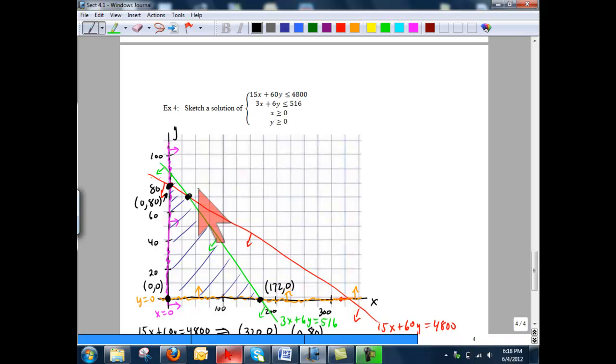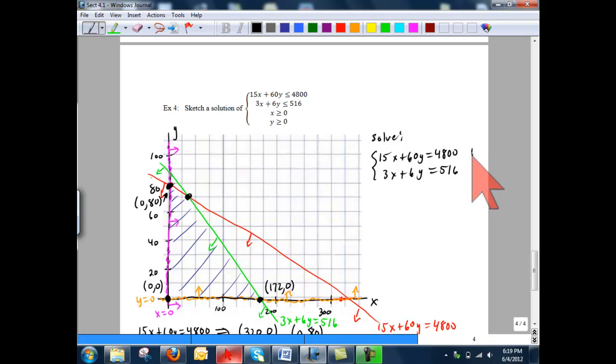And the fourth corner point is the intersection of the green line and the red line. Now, we haven't found that yet. How do you find the coordinates of the intersection point of a line? We just did that in the second example. So what you have to do is solve 2 equations simultaneously. Specifically, because it's the intersection of the red and the green lines, I'll use those 2 equations. 15x plus 60y equals 4800, and 3x plus 6y equals 516. So we want to solve those, and we want to solve them algebraically so that we can get an exact solution.